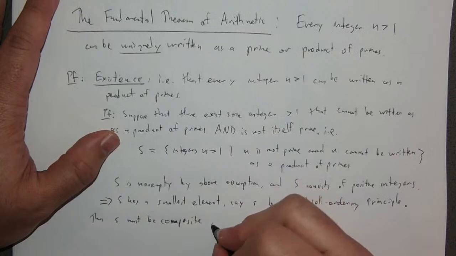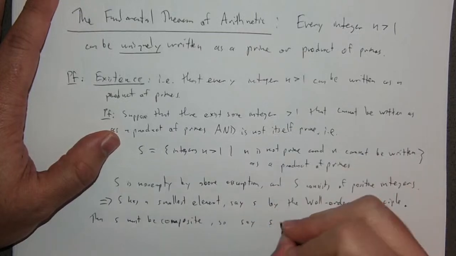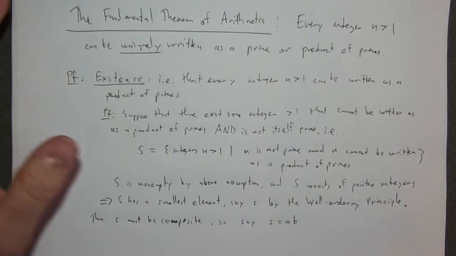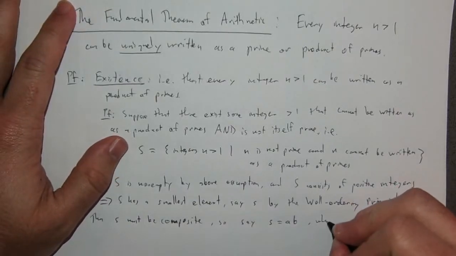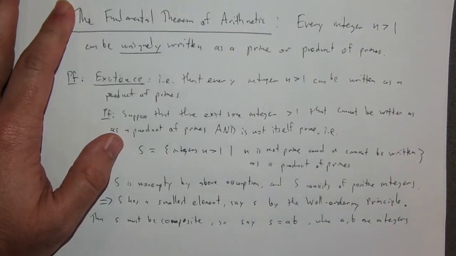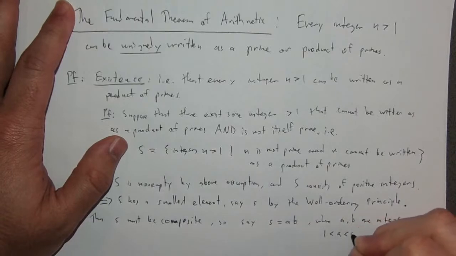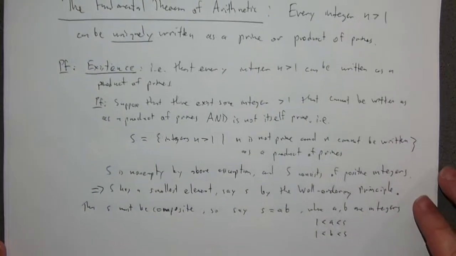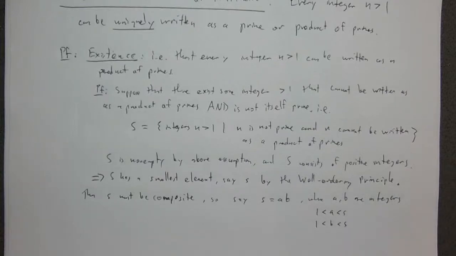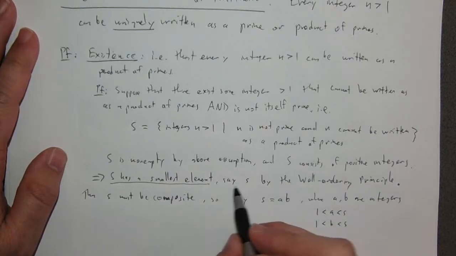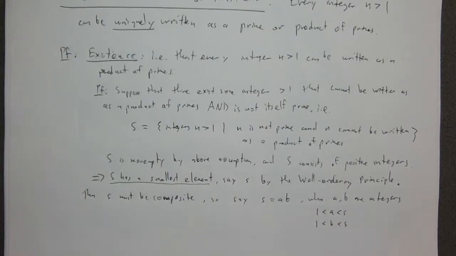So say s is equal to A times B, where A and B are integers, and these are non-trivial factors. Now, we want to make use of the fact that I've said that this little s is the smallest element of my set, big S.